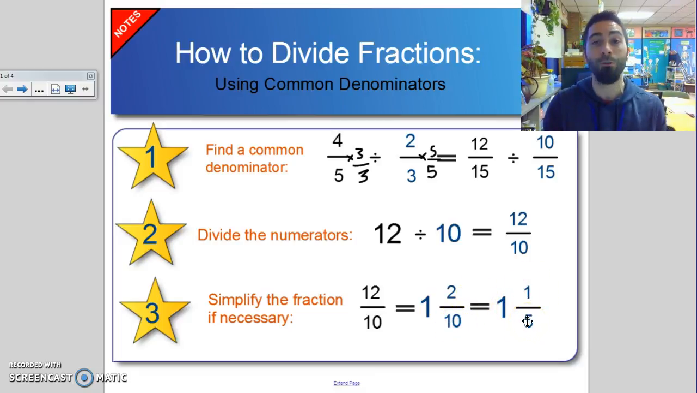So this is how you divide fractions. It's very similar to addition and subtraction of fractions with the common denominators, but you're also utilizing your understanding of multiplication of fractions, because you have to divide straight across, okay? So those are the steps. Make sure you have them down.